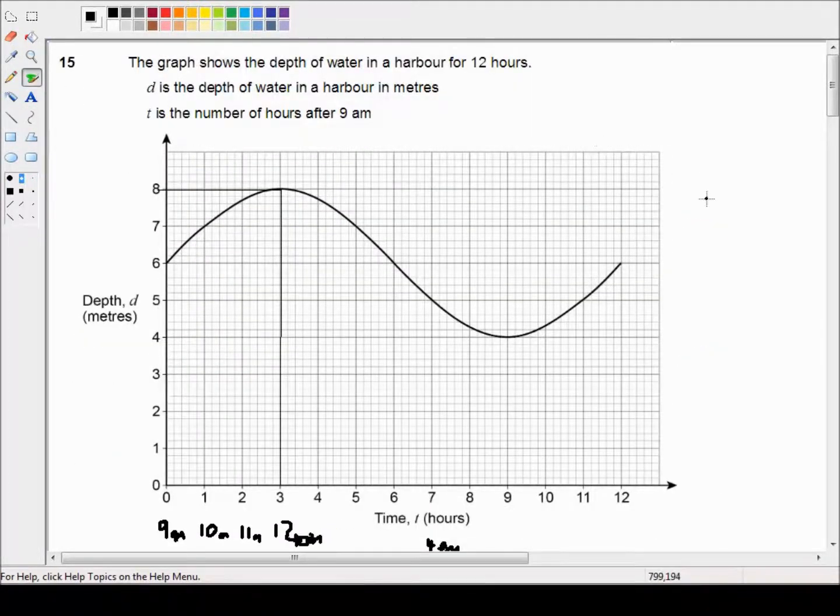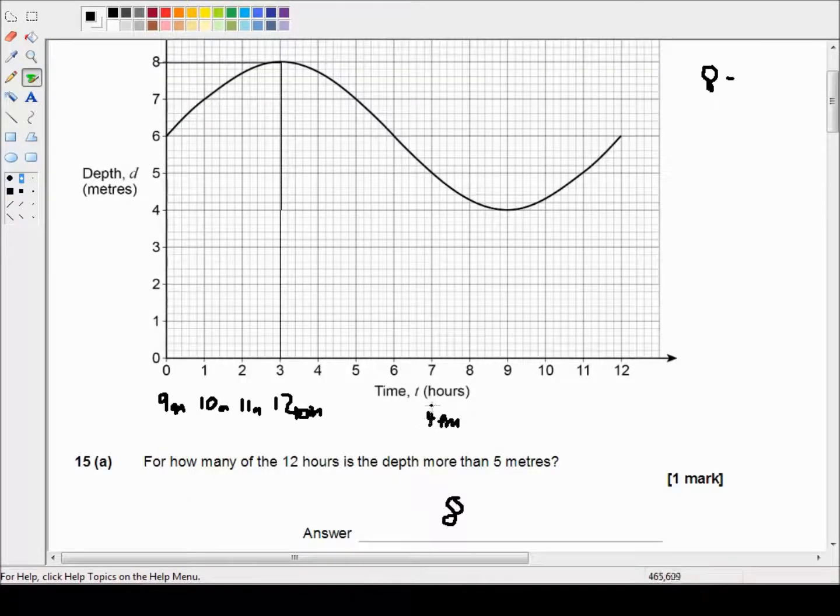I'm just going to write down 8 minus, and now at 4 PM that's 7 hours after the start of the graph. That's at 4 PM. We can read off 5 metres. So that's 8 minus 5. So that's 8 metres minus 5 metres. So 8 minus 5 equals 3.